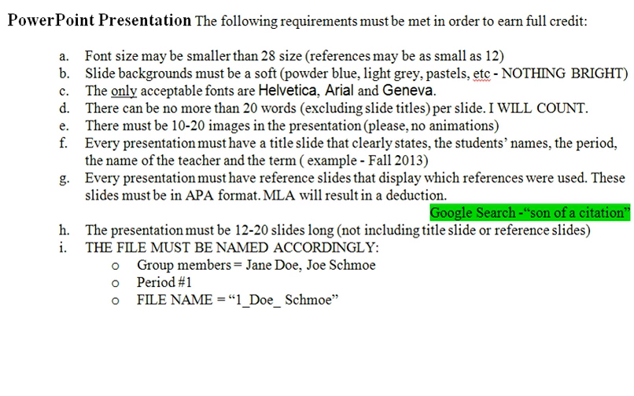The file name must be according to your group members and the period. For example, if I had Jane Doe and Joe Schmo, notice their last names are in alphabetical order, and they are both in my first period class. The file name would be 1, the number, underscore Doe underscore Schmo. You would then need to save your file with that name.